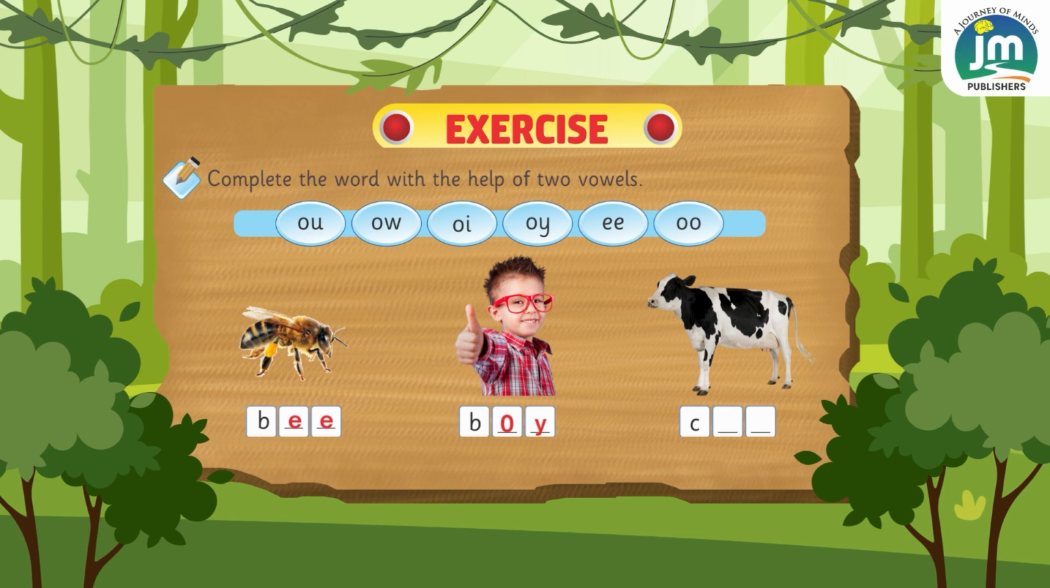Picture number 9, look. What is this? This is a cow. The word is cow. COW, cow. We use OW. Say it again, cow.